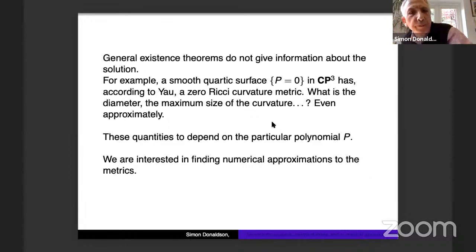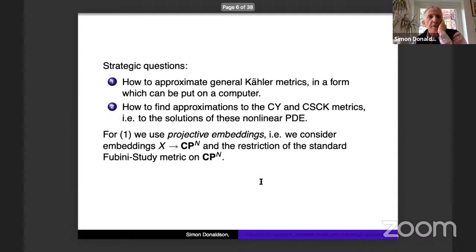So the context for this talk is that we're interested in finding numerical approximations to the metrics, which will give us information about these questions. So perhaps I should first say that I'm completely not an expert in anything to do with numerical methods. Everything I'll be saying will be completely amateurish in a sense. So anyway, just the kind of strategic questions about how we might go about this.